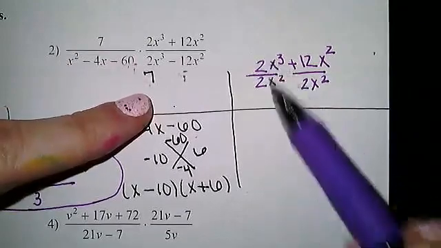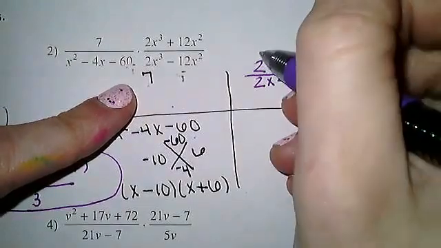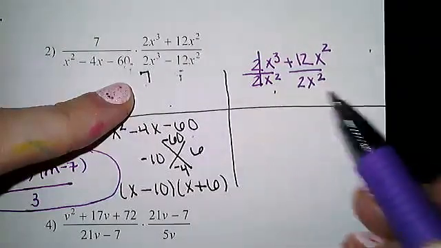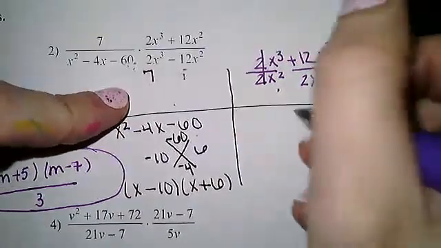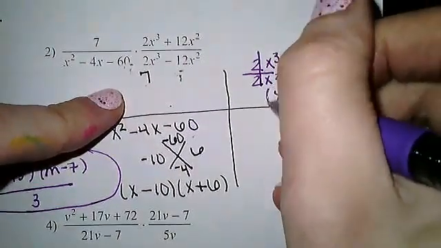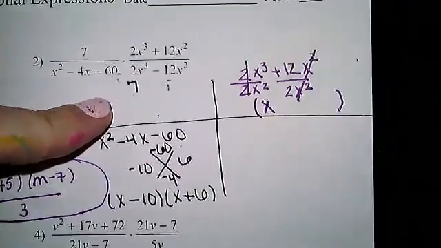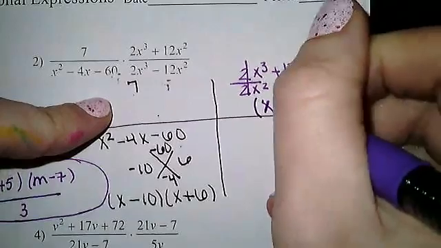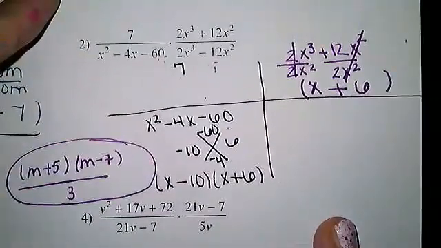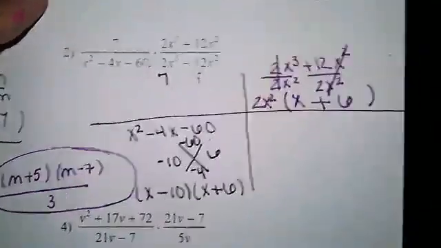Anyone know what's going to happen over here when we divide? So the 2's cancel. What happens with the x's? x^3, x^2. Yep. Good job. Just x. Very nice, Ivy. Good memory on that one. And then over here, anybody know 12 divided by 2? Perfect. Good.